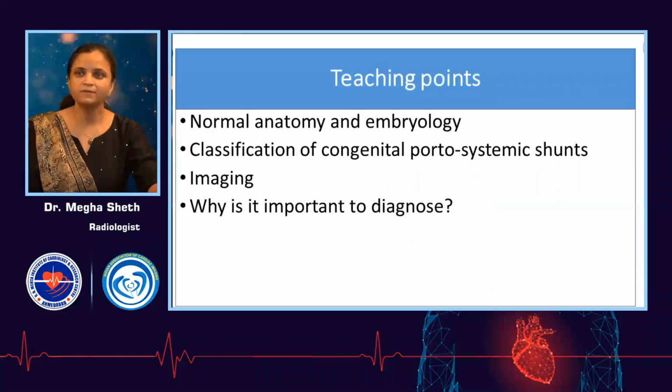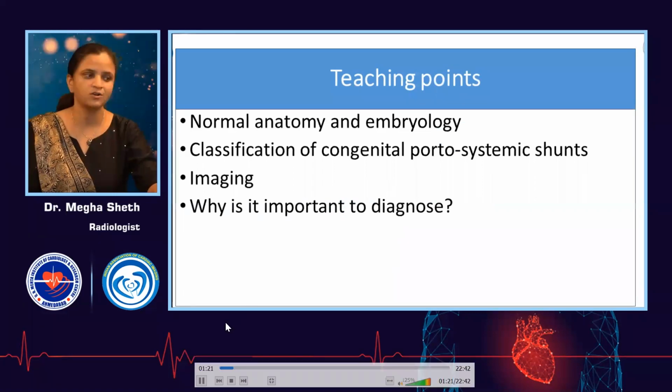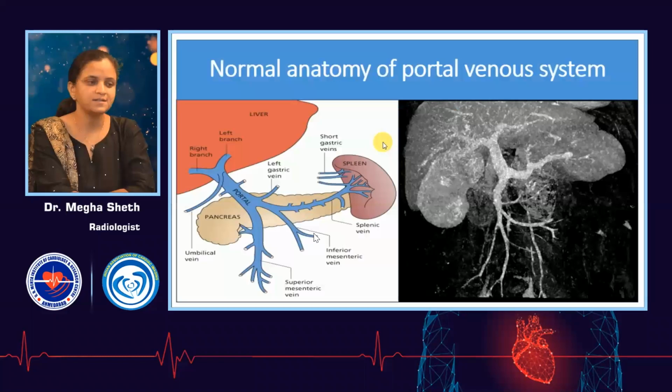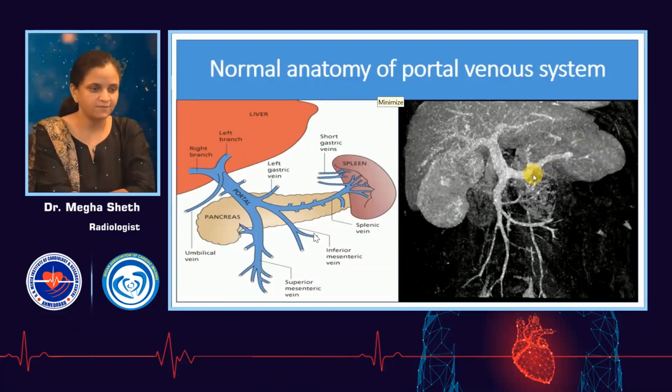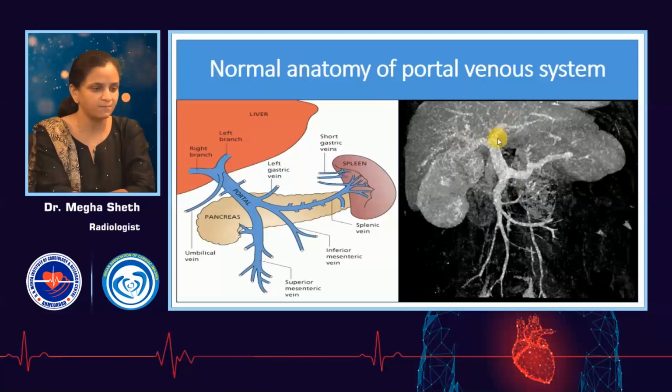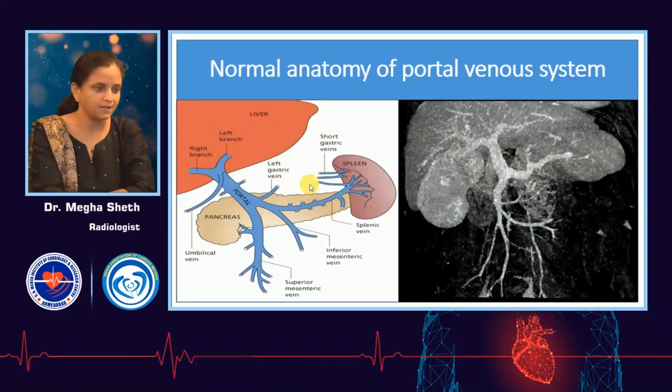Okay, so let's start. We start with congenital portosystemic shunts, an often missed entity. What we will go through in this talk is, first, normal anatomy and embryology, followed by classification systems of congenital portosystemic shunts, imaging, and why it is important to diagnose. First we see the normal anatomy of the portal venous system. This is the splenic vein with its tributaries. This is the superior mesenteric vein with its tributaries. They combine to form the portal vein, which at the porta divides into right and left branches. This is the schematic representation of the same thing.